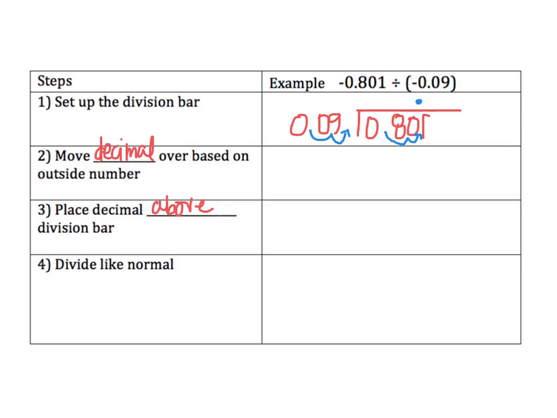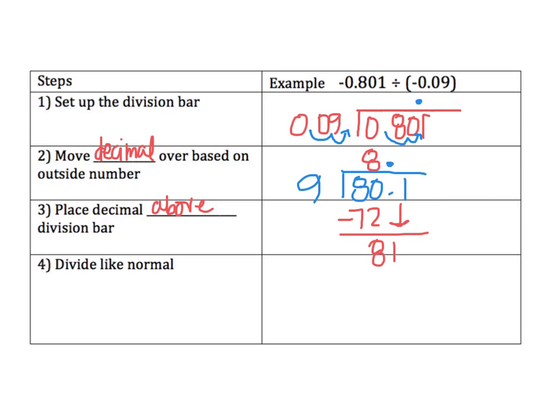Now, if you're like me, I like to rewrite my division problem at this point so that it doesn't get confusing. So this is 9 divided into 80.1 with the decimal above the division bar. Then I'm going to divide like normal. I know that 9 goes into 80 8 times. 9 times 8 is 72. I take the difference. I get 8. I bring down the 1.